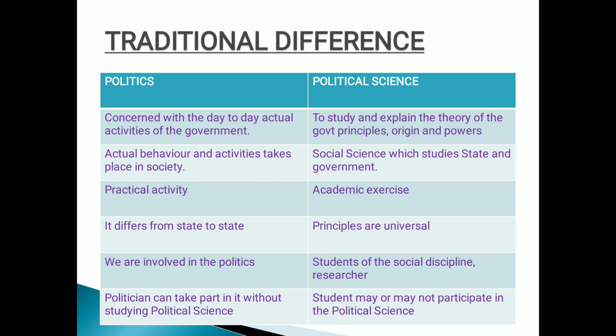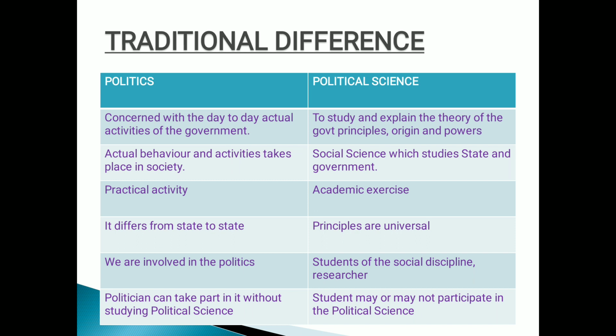Clear? Now, next, if you see the next difference, politics means the actual behavior of politics that takes place in society. Political science is that social science which studies only state and government. Politics studies the actual behavior of the public. Next, politics is a practical activity. Anyone can play politics, clear?